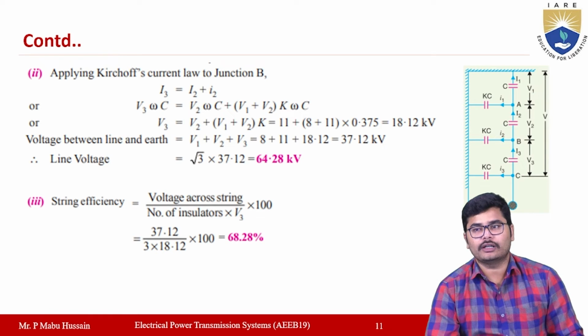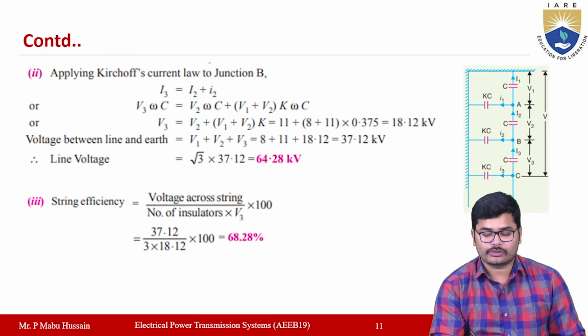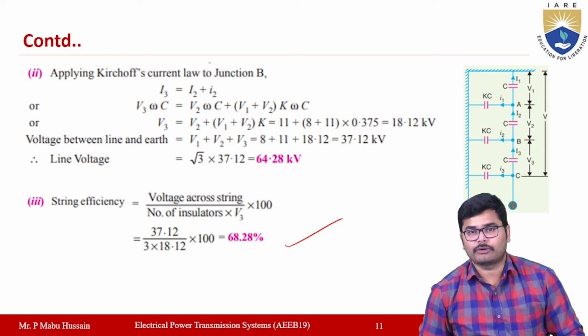Right? So here in this problem, instead of asking for the voltage distribution, they gave the voltage across two units and asked to find the voltage across the third unit and the total voltage across the string. They also asked for the percentage of string efficiency. So this is how we can determine it for that type of problem.